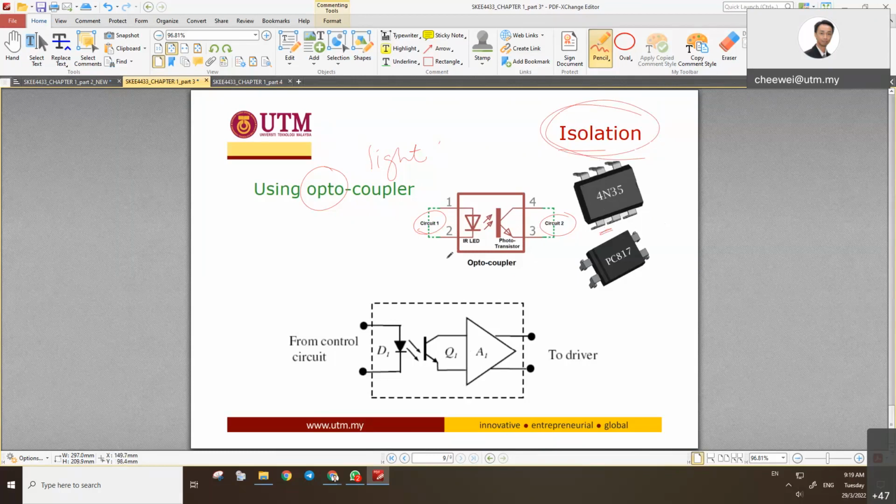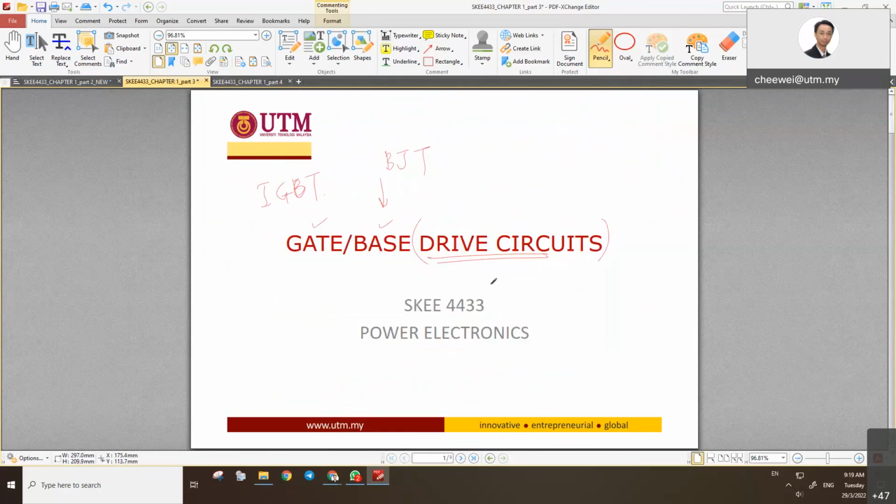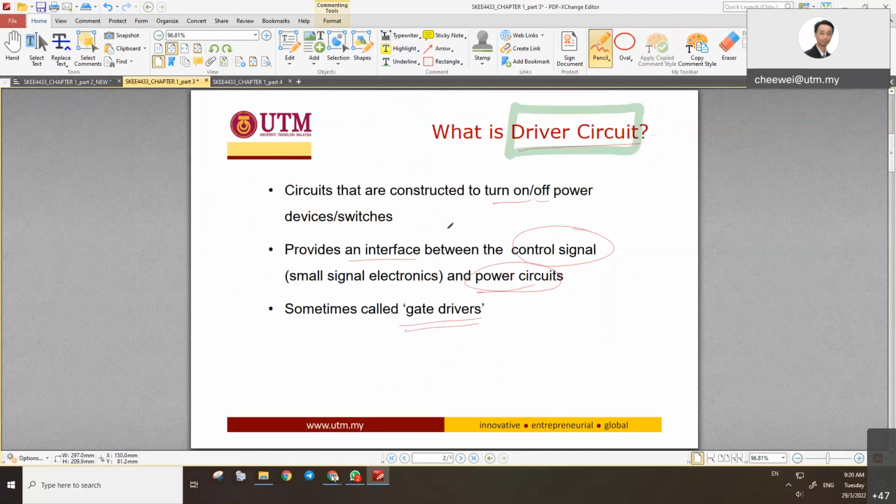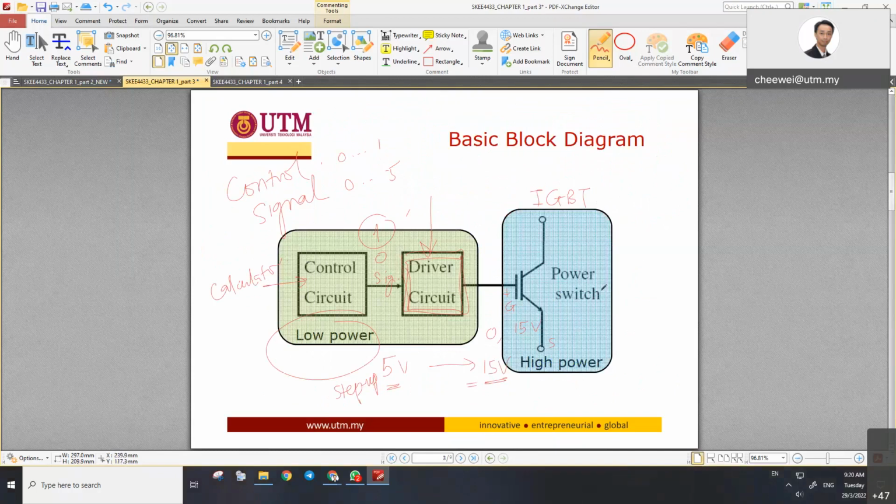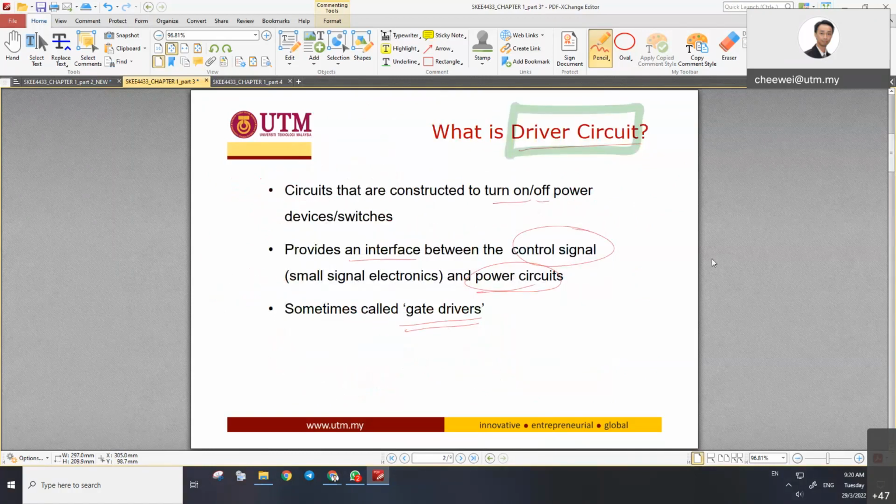That's it for part 3, very short, isn't it? The function is just to introduce to you what a gate driver is. When you talk about all the switches, they have to be controlled. When we talk about controlled switches, they can be on and off. So how do you turn it on and off? You need the help of a driver circuit to make sure that the required level of on and off is fulfilled.